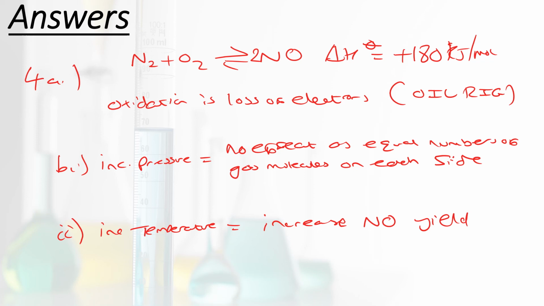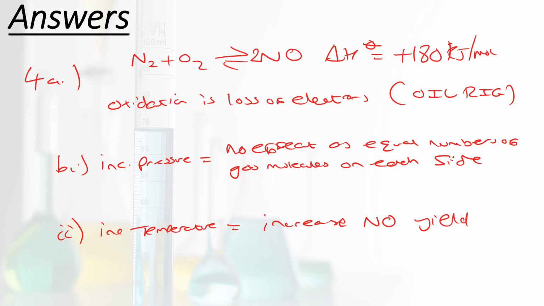We then have to state and explain the effect of an increase in pressure and the effect of an increase in temperature on the yield of nitrogen monoxide. So starting with the pressure, everything in this reaction is gaseous, and so we can consider pressure. However, if we look at the number of molecules on either side, there are 2 molecules on the left-hand side and 2 molecules on the right-hand side. And so because we have equal numbers of molecules on either side, there's no effect of a change in pressure on this reaction. Remember that pressure is driven by how many molecules are in a given space. If there's the same number of molecules for the reactants and products, then a change in pressure is going to give us no change in the position of the equilibrium.